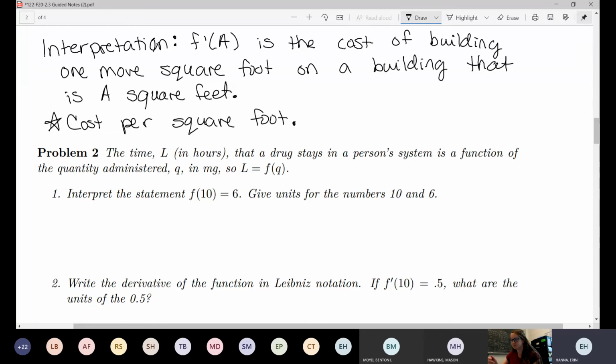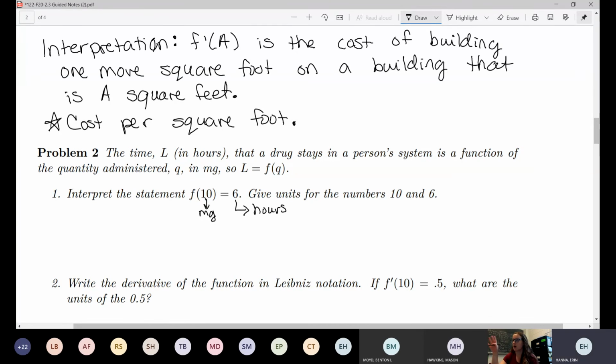Now be careful here. There's no prime. That's just a regular old F of 10, so it's not a slope. So we don't need those slope interpretations we were just looking at. But let's think about what these numbers are representing here. That 10 is a Q value, which is in milligrams, and this 6 is an L value, which is in hours.